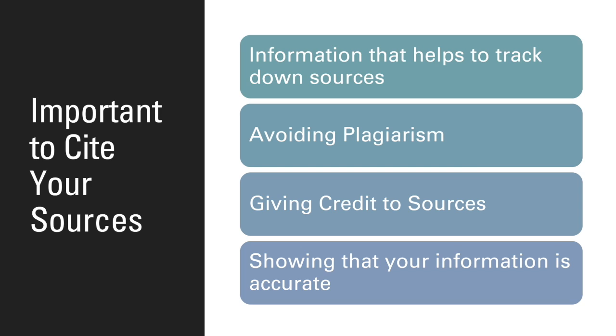Citations are going to look different depending on what type of sources you are citing. It's important to consult the APA manual or contact your librarian if you're uncertain about the accuracy of your citation. The citation examples we will use today are going to be for journal articles.